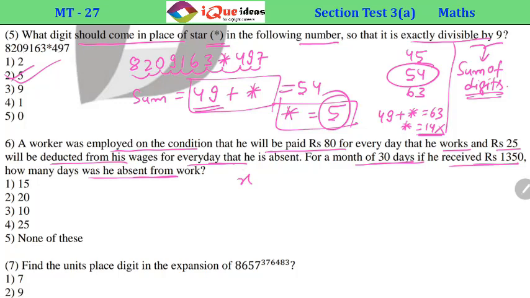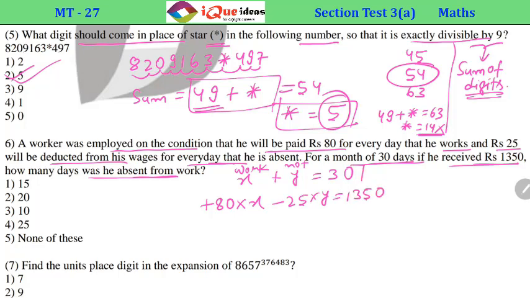Let's say x days he has worked, and y days he has not worked. So x plus y has to be 30. Now for the x days that he has worked, he will get plus 80, so 80 into x. And for y days he has not worked, 25 rupees is deducted, so minus 25 into y. And that is equal to 1350.